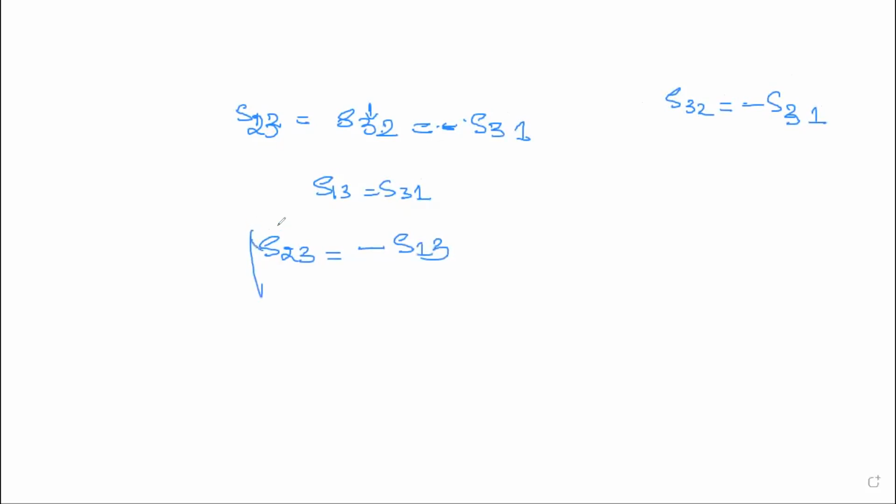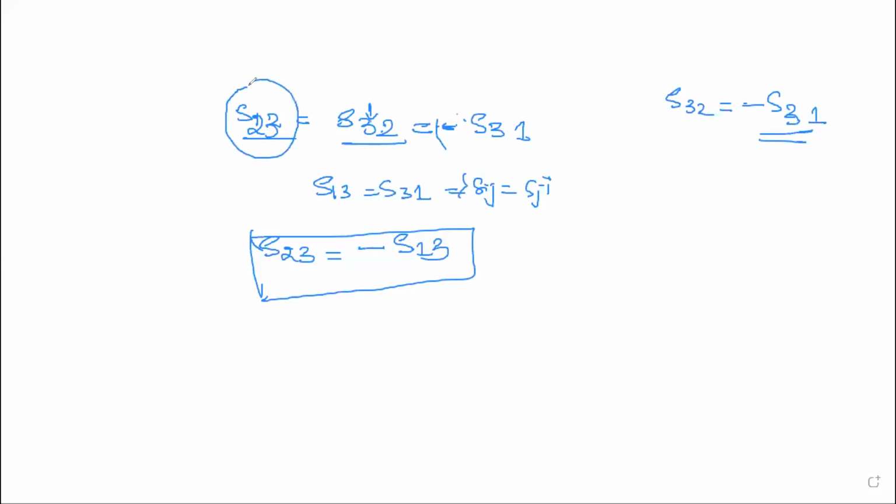If you don't understand this equation, ask me once again. S23, based on the symmetry property, you can write as S32. But we know that S32 is also equal to minus S31. So I'll write it as minus S31. S13 is also equal to S31 based on the symmetry property Sij is equal to Sji. So I can completely replace S23 as minus S31. So now this S parameter changes.